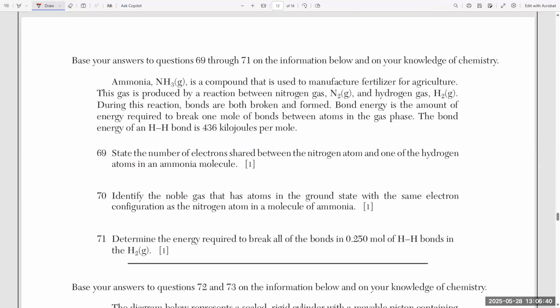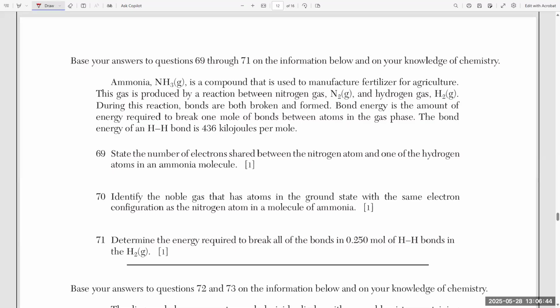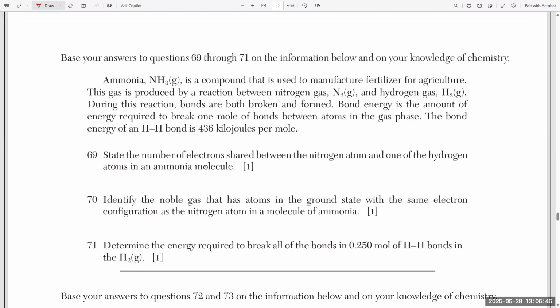Ammonia is a compound that is used to manufacture fertilizer for agriculture. Hey, I talked about that, right? The Haber process. This gas is produced by reaction between nitrogen and hydrogen. During the reaction, bonds are both broken and formed. Bond energy is the amount of energy required to break 1 mole of bonds between atoms in the gas phase. The bond energy of an H-H bond is 436 kilojoules per mole. All right. State the number of electrons shared between nitrogen and one of the hydrogen atoms in an ammonia molecule, right?